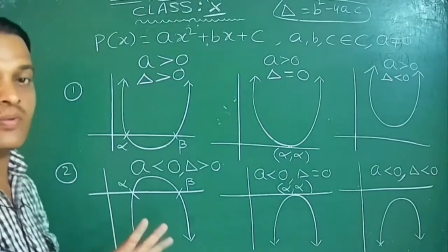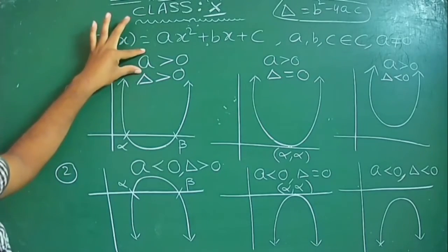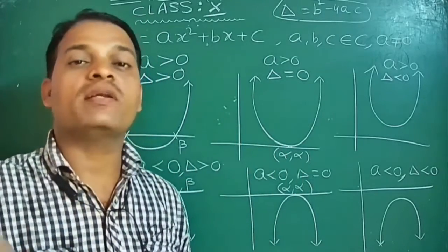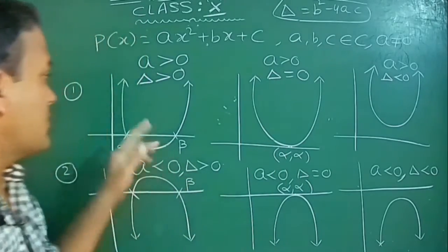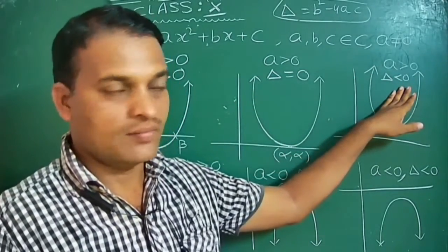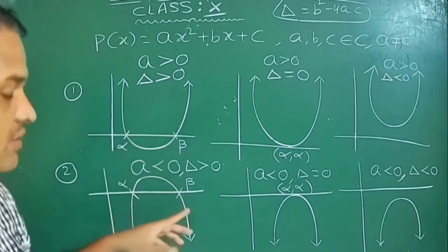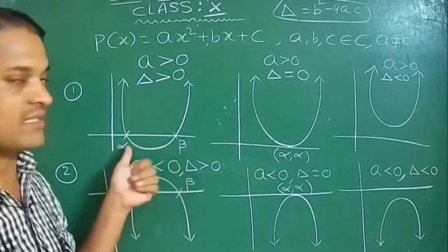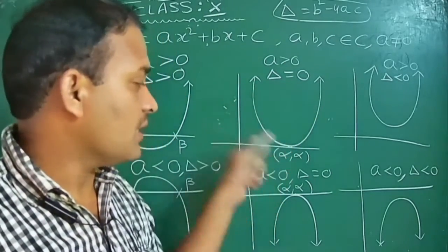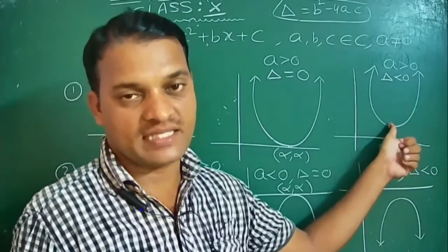So these are the properties I explained. First of all, if a is greater than 0, the nature of the quadratic polynomial graph is open upwards. Then delta greater than 0, delta equal to 0, delta less than 0. With a, b, c real numbers, delta greater than 0 means the roots are real and distinct, that is, two different roots. Delta equal to 0 means the roots are real and equal. Delta less than 0 means the roots are purely imaginary.